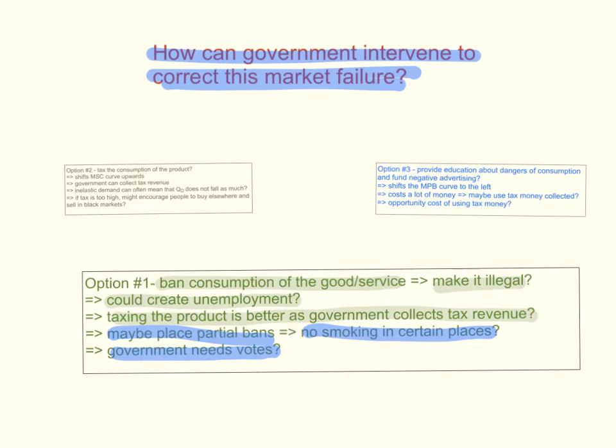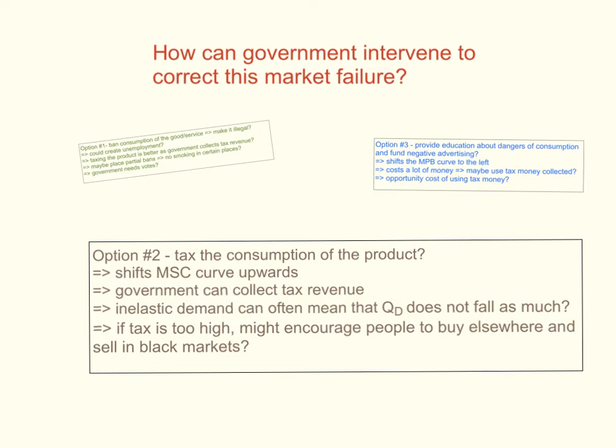Banning the consumption, by the way, of the good or service can encourage people to buy it illegally, and it can cause the emergence of a black market, which is another problem. So we've had a look at option number one, which is to ban the consumption altogether, and we've had a look at its strengths and weaknesses.